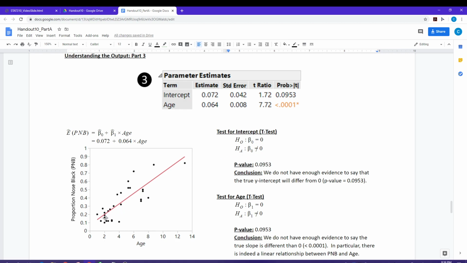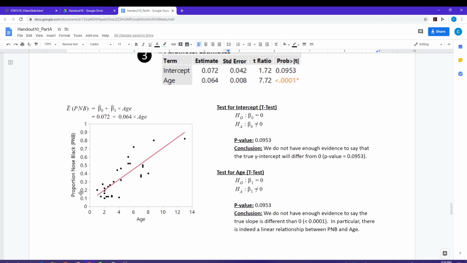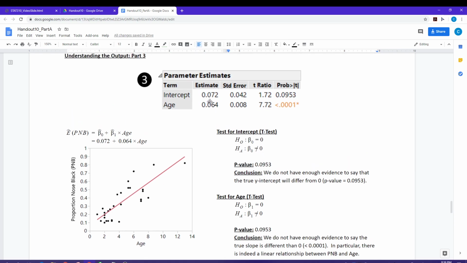So what the intercept would indicate is what I can expect the proportion of nose black to be when the age is at 0. That would be a newborn lion, I guess. So when a lion is just born, what can I expect their proportion of nose black to be? Well, the estimate from the data is about 7%.